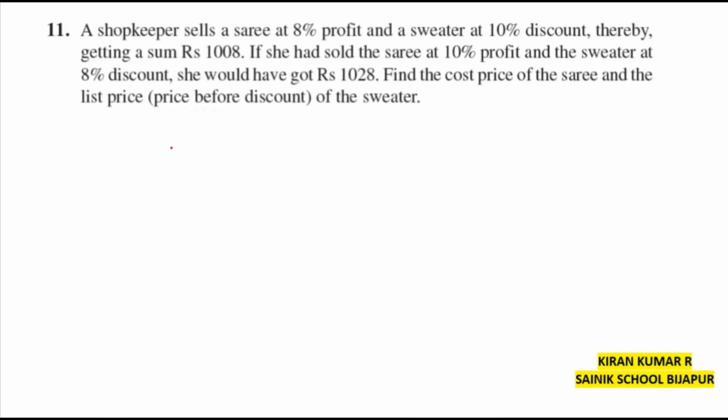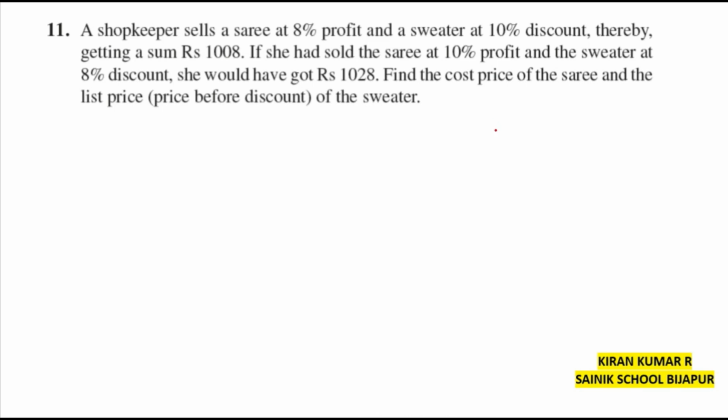Let us take up question number 11. A shopkeeper sells a sari at 8% profit and a sweater at 10% discount, thereby getting a sum of rupees 1008. If she had sold the sari at 10% profit and the sweater at 8% discount, she would have got rupees 1028. Find the cost price of the sari and the list price of the sweater.